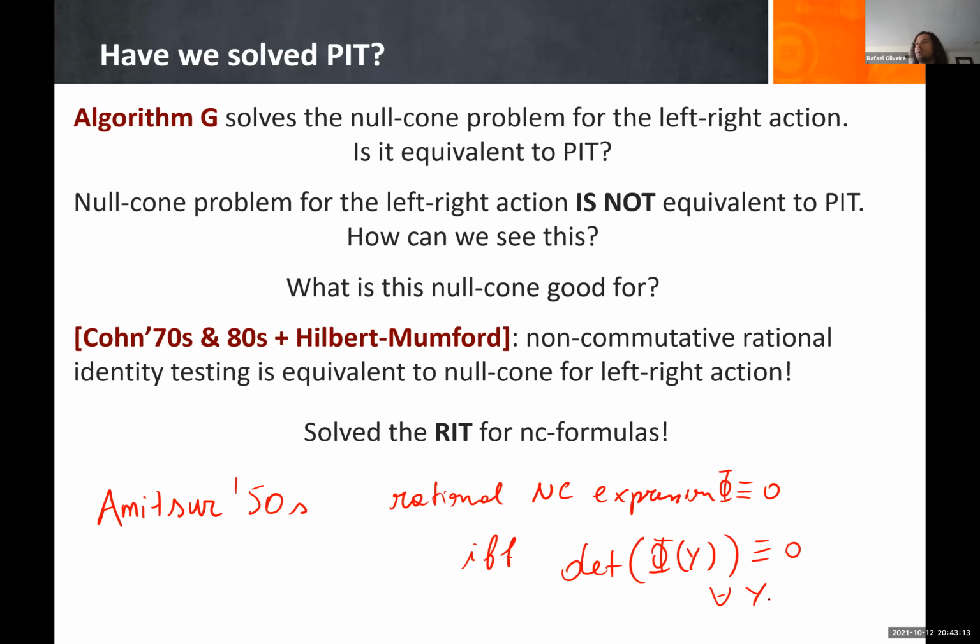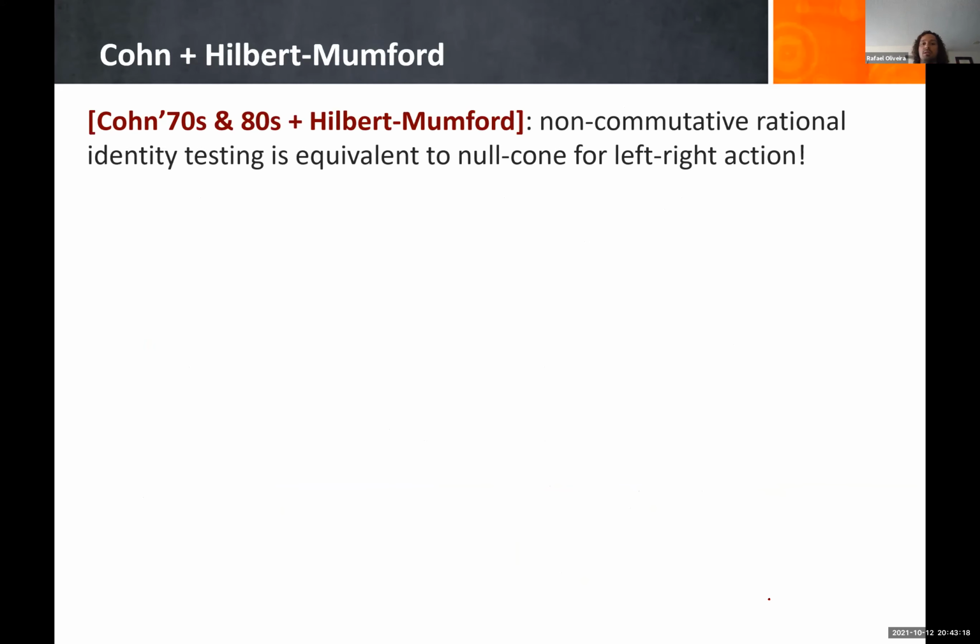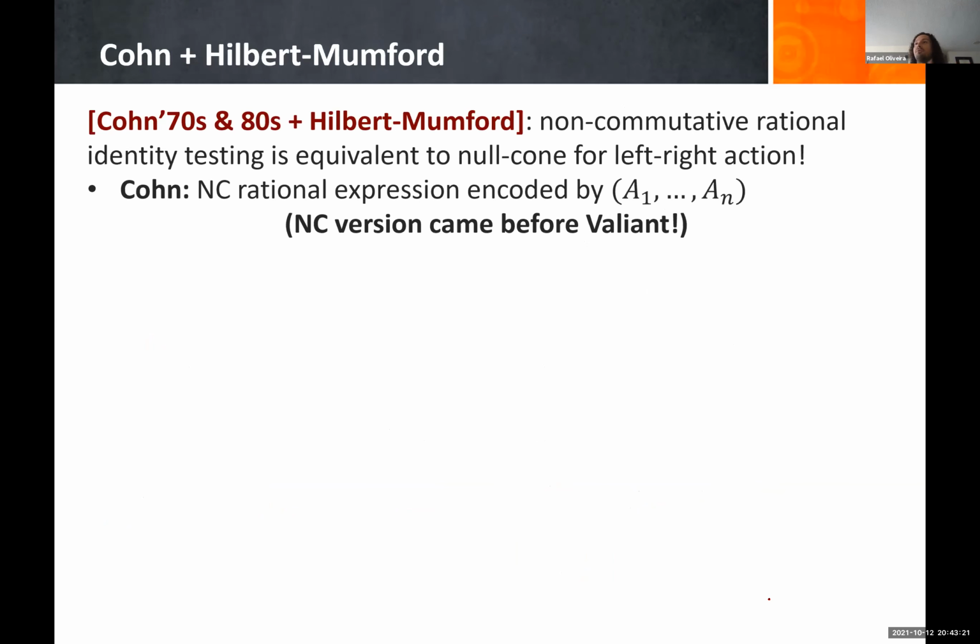But then Kohn, what did he do? Kohn actually did in the non-commutative world what Valiant did for the commutative world. And Kohn did it before Valiant. Just kind of cool, right? So this result was already there. We just didn't know about it. Kohn showed that any non-commutative rational expression can be encoded by a tuple of matrices exactly in a similar way that Valiant did, but now we don't have a determinant of non-commutative stuff.